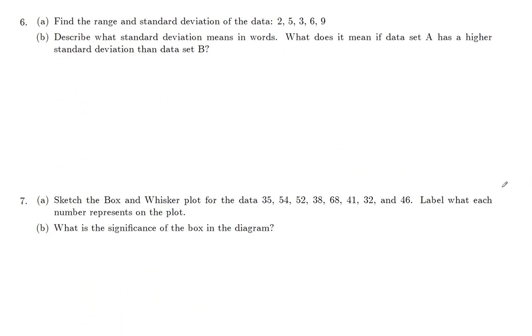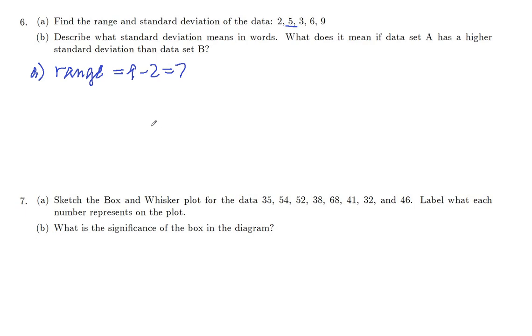All right, now we're looking at spread here, range and standard deviation. So we want to find range and standard deviation for these 5 values. So let's see here. Range is high minus low. So your range is just going to be 9 minus 2. 7.